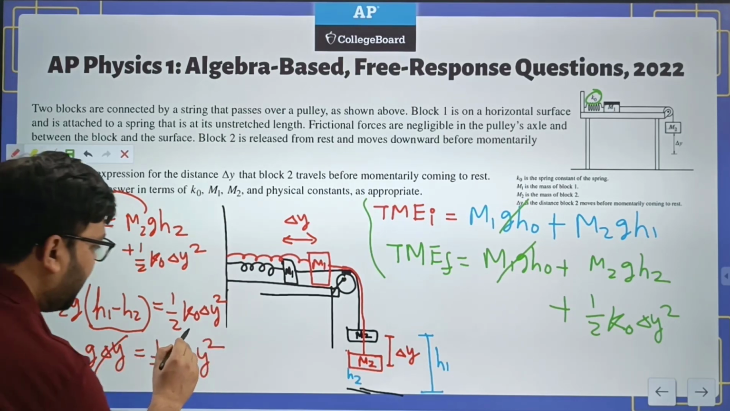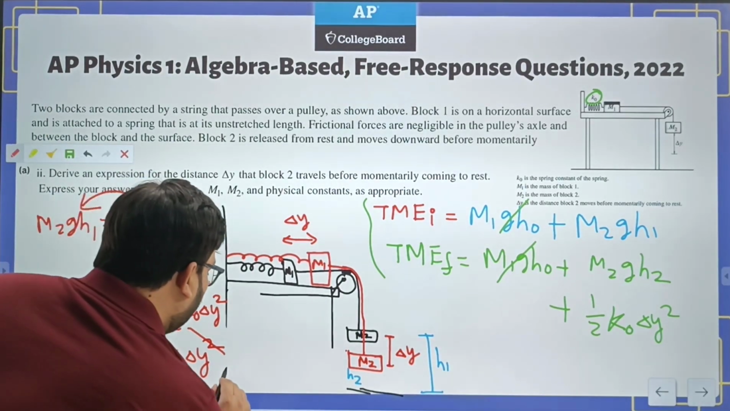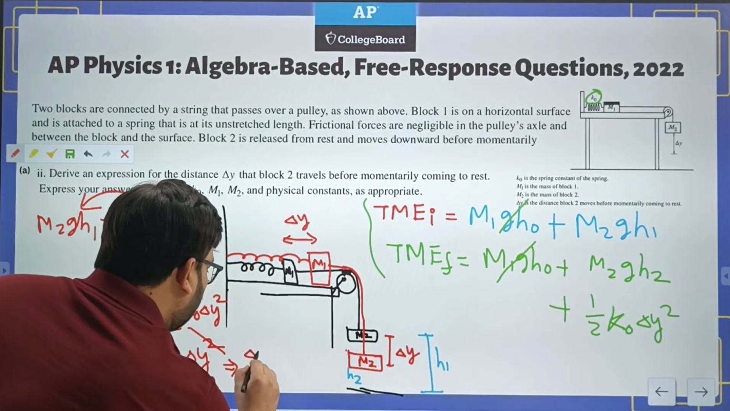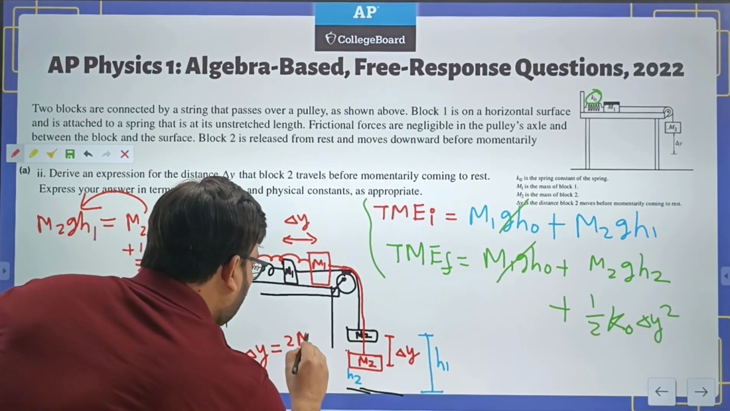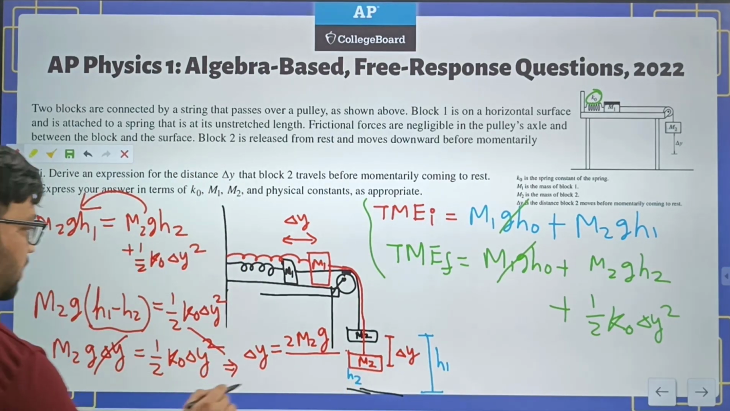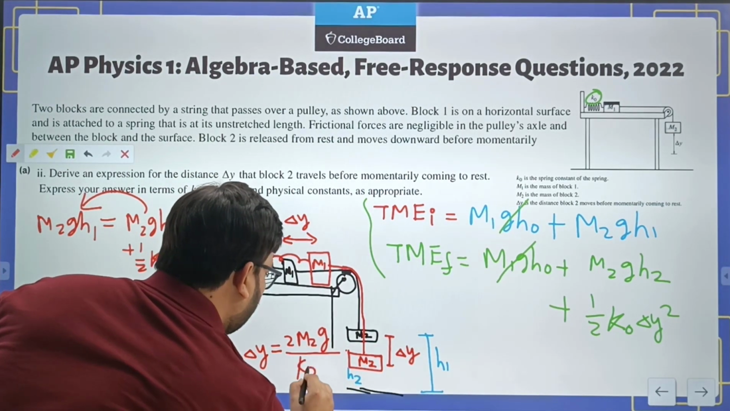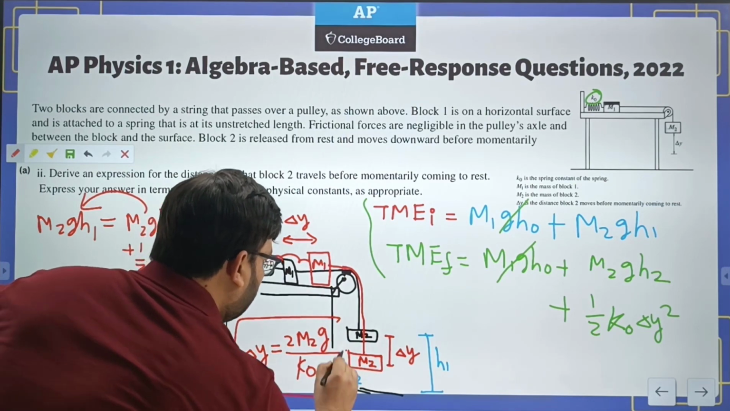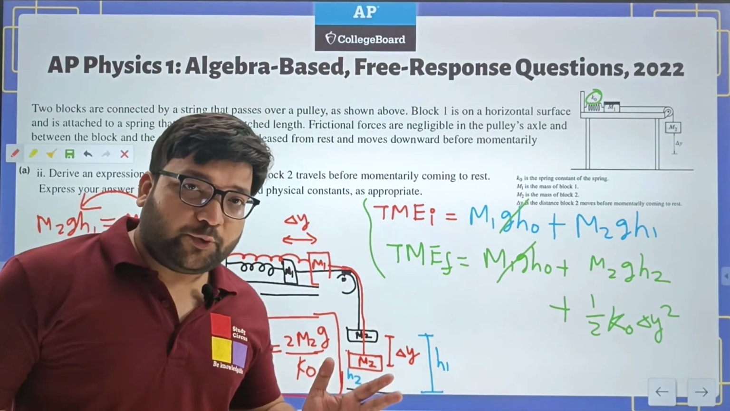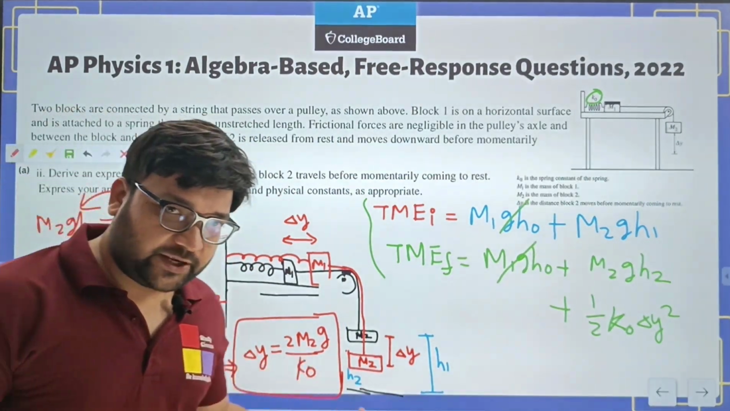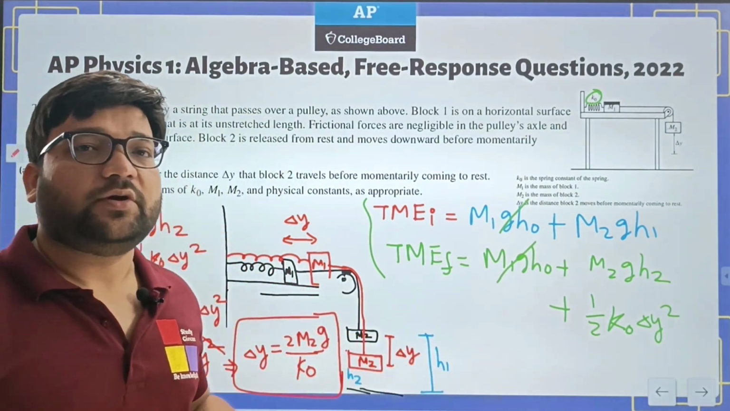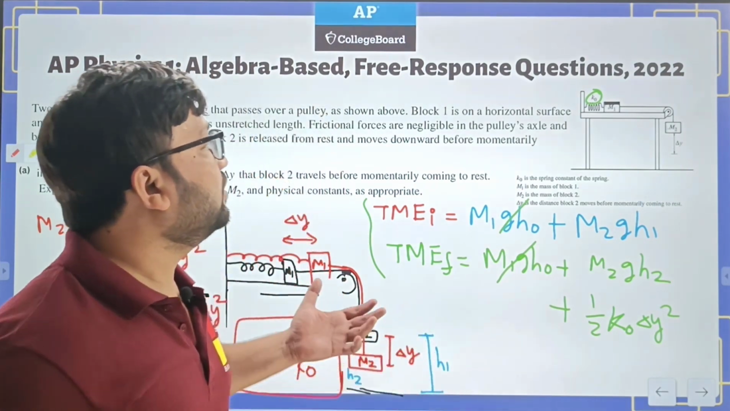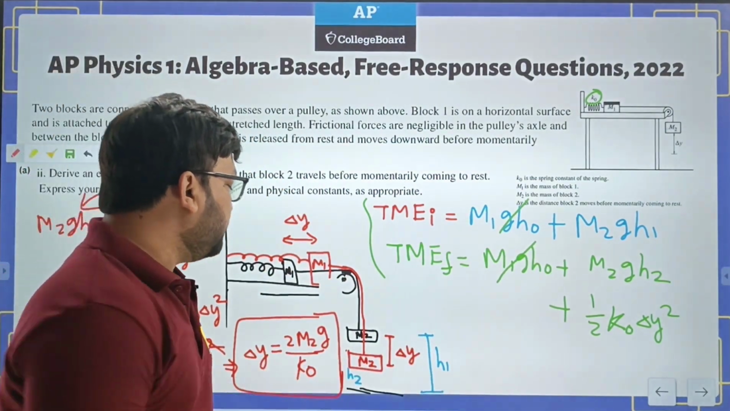One delta y cancels with this one. So you will be left with delta y equal to 2 m2 g upon k naught. So this is the expression that we have for delta y using the conservation of total mechanical energy for the system, right? So this becomes the answer.